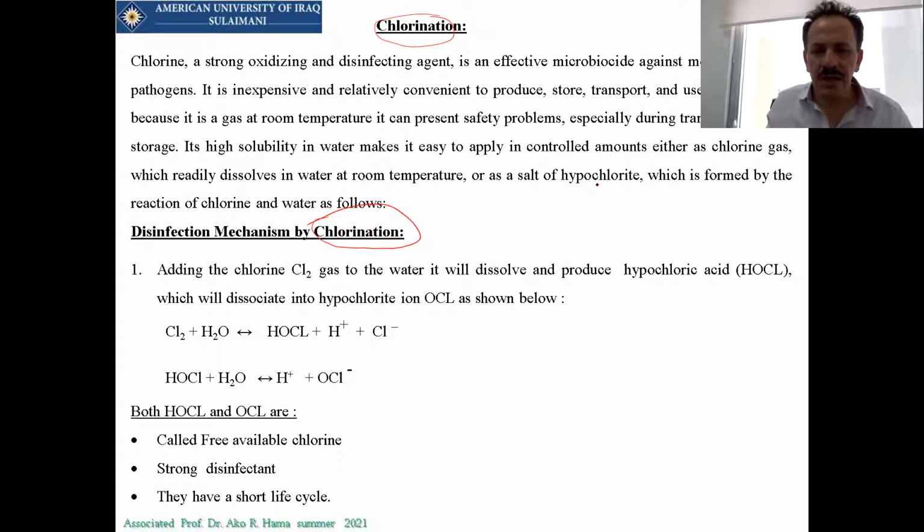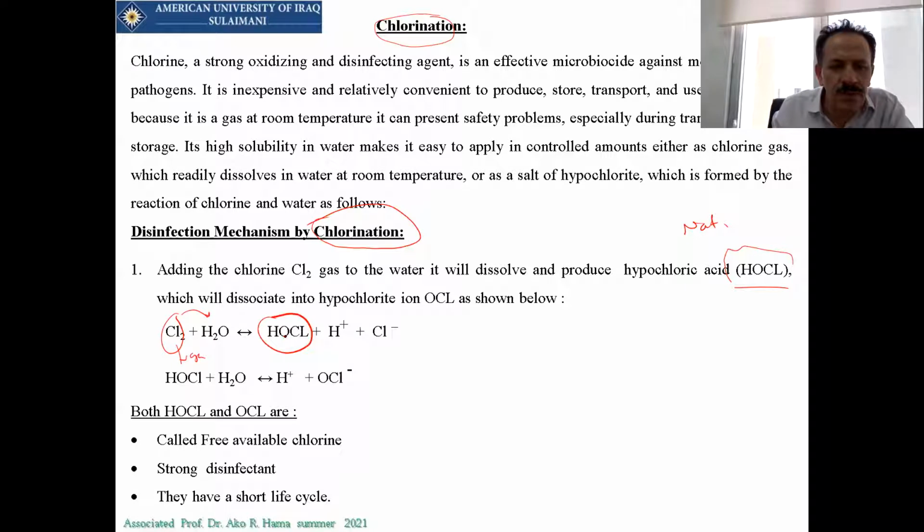Usually in the water we have HOCl. This is called natural alkalinity. Water in general is naturally alkaline. Then, adding chlorine to the water, this is Cl2, a gas, will give us hypochlorite. This is called hypochlorous acid, which is not exactly like this.